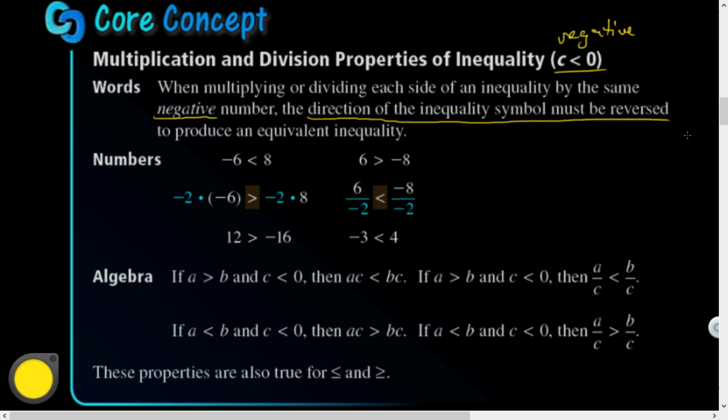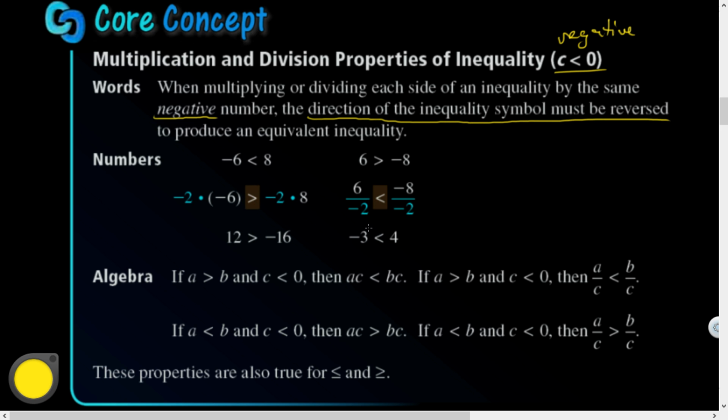What? This is crazy sauce, friends. You gotta flip that sign. So let's see. Quick example. I'm not gonna read all of this. -6 is less than 8. Multiply both sides by a negative. Notice they flipped the inequality. Negative times negative is positive 12. -2 times 8 is -16. And notice they flipped the inequality and they were correct because positive 12 is bigger than -16.